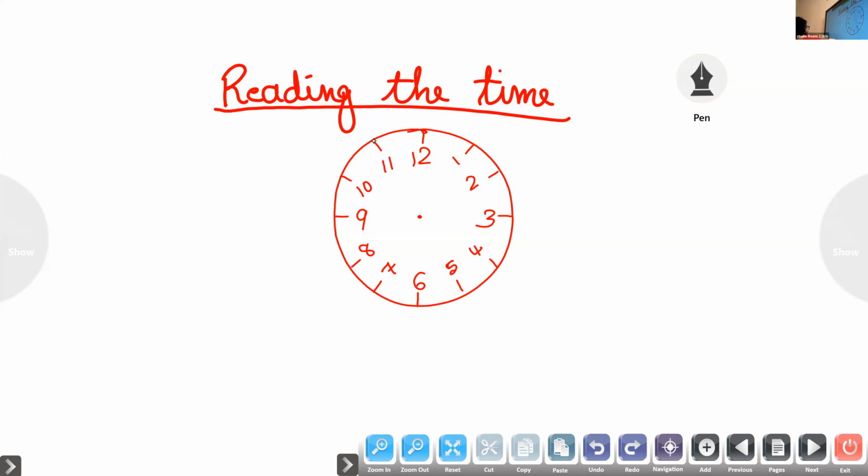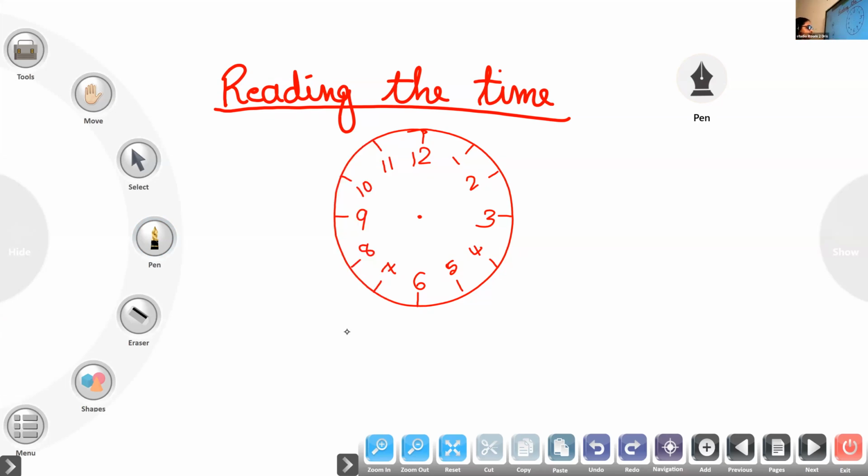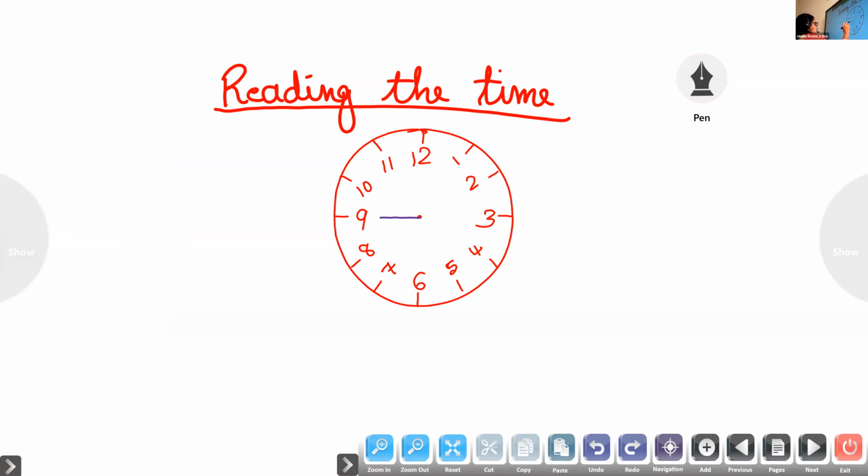Now I am going to draw the hands of the clock. The short hand I'm going to draw to 9. Since it is short, it should not touch the number. From the midpoint, I am drawing the minute hand. Since it is a long hand, it should touch the number. Then only it will be clear that this is long and this one is short. Now, when you write the time, since the short hand is at 9, it is 9 o'clock.